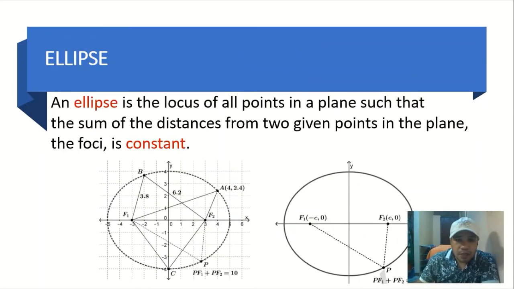An ellipse, for the definition, is the locus of all points in a plane such that the sum of the distances from two given points in the plane, the foci, or foci, the plural of focus, is constant. So the distance of this line plus this line is equal to the distance of the major axis.